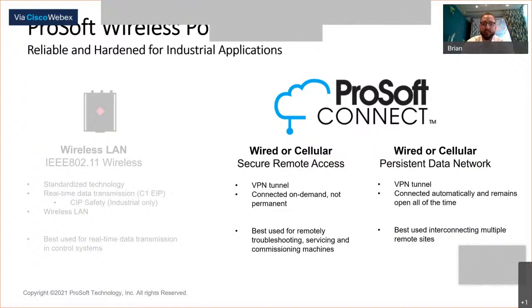Then we can connect these products to the ProSoft Connect platform, which allows us to offer a secure remote access solution and what we call a persistent data network solution. You can think of secure remote access as simply remoting into a machine or network. It's a VPN tunnel that's created and connected on demand by the user. Then on the persistent data network side, you can think of connecting multiple remote sites as if they are all plugged into a layer 2 switch, and this technology leverages a secure VPN tunnel with an always-on connection. So let's look at these technologies in a little more detail.